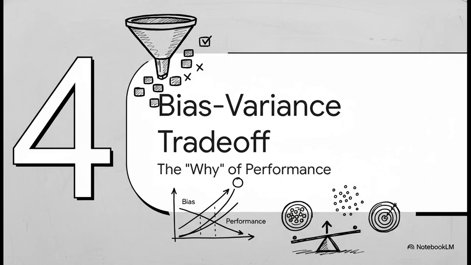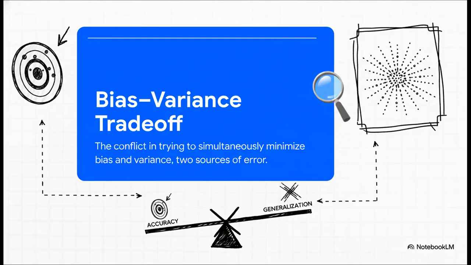So our funnel has now given us a pretty solid short list of models to try. Now it's time to understand the big idea that explains why some models work better than others in different situations. And that idea is the bias-variance trade-off. This concept is a classic. It describes this fundamental balancing act that every single data scientist has to deal with.